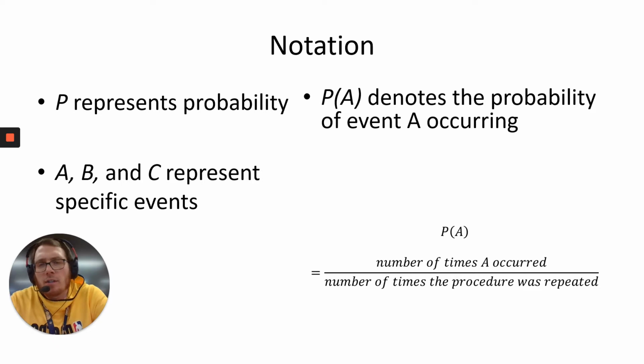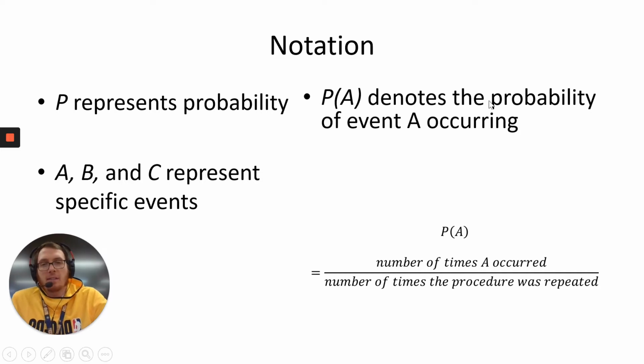Okay, notation for probability. P always represents probability, and typically capital letters represent the events that are occurring. So the probability of event A would be P, then parenthesis, capital A, and then end the parenthesis.